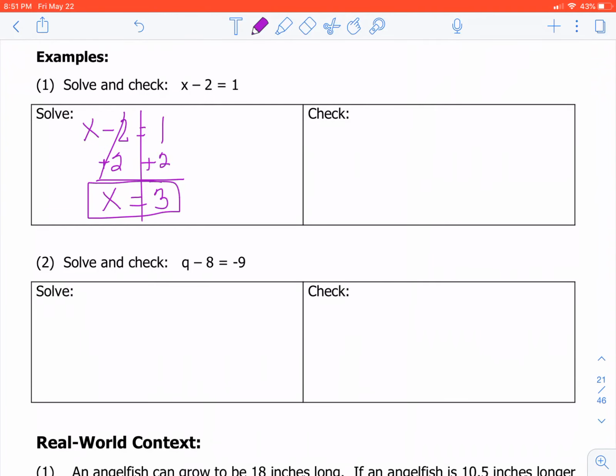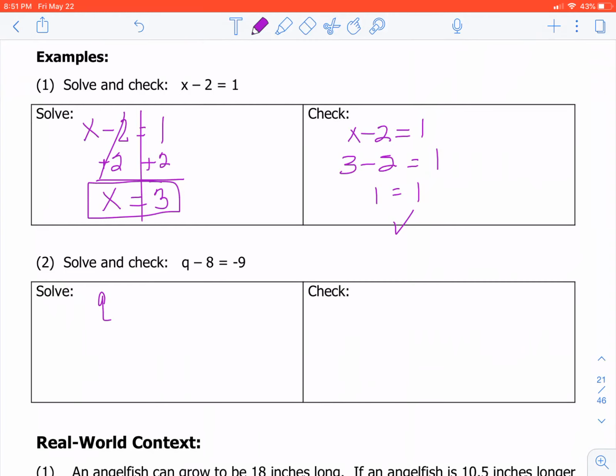We're going to do a quick check. So we're going to rewrite the problem. We're going to replace our x with 3. And we're going to do our math. 3 minus 2 is 1. 1 is equal to 1, so it does check. That is our answer.